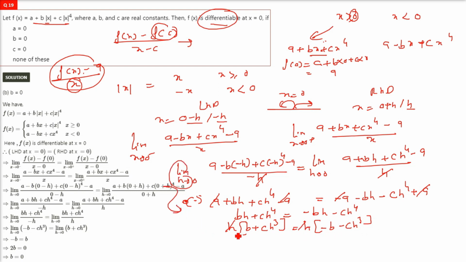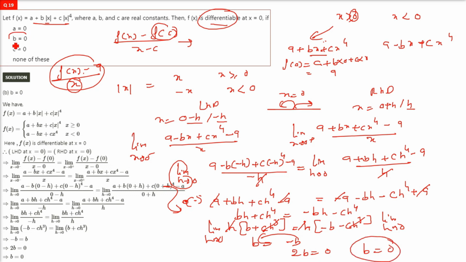Now apply the limit. As I am saying, limit h tends to 0 is already there, so wherever h is there, that term you can cancel out. I'm applying limit h tends to 0 here as well. You are left with b here and negative b here, b minus b. So 2b equals 0, b is equal to 0. So this is your answer, b is equal to 0.